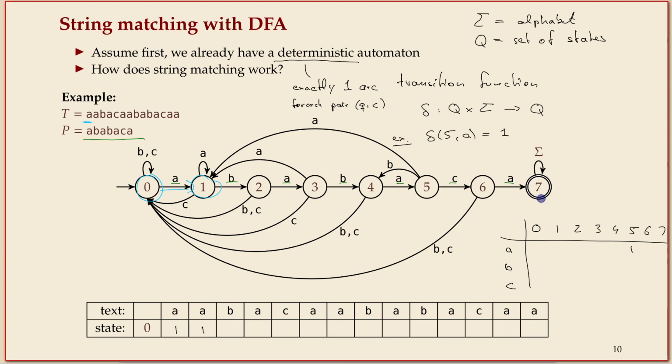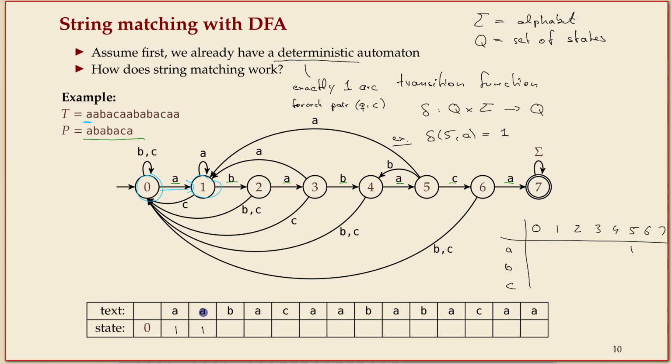Now, if you ever reach that state 7 while you're doing this, you found an occurrence. And that's kind of obvious because we just followed these green edges. The more interesting statement is that if you do not end up in state 7, then there's no match up to this point. And we'll get back to that.